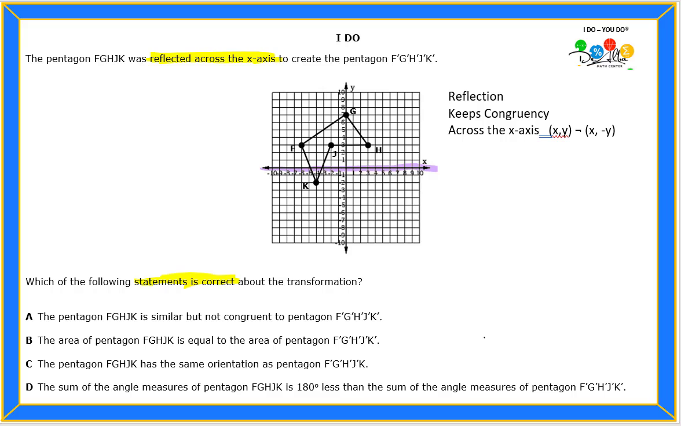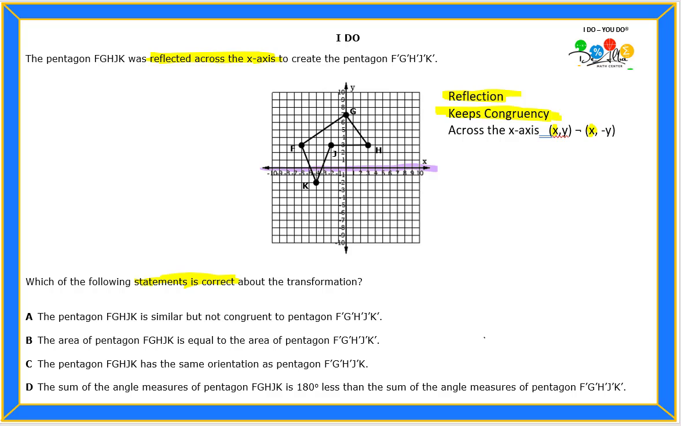So if you notice over here, it says in a reflection, my congruency will be kept, right? So we keep the congruency and look at what happens to my coordinates. Notice how the x stays as an x, right? The y is the one that is going to be multiplied by a negative number, okay? So keep that in mind. And there's two ways that we can do it. We can actually apply the statement that we have, right?